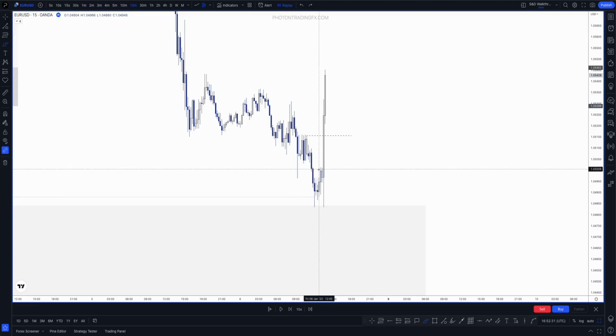Okay. And then we came down and we actually swept the liquidity just about. If you look at the low, what's the low of that candle? 83.4. The low of that is 83.3. So yeah, it swept it by 0.1 pips. So it's a subtle sweep, but it's there.